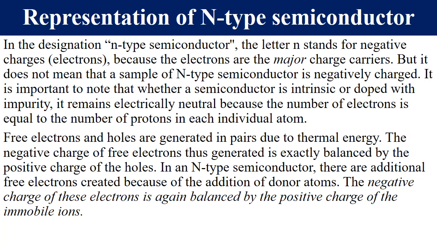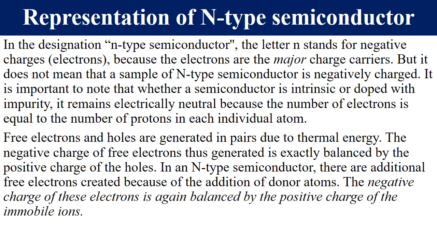It does not mean that a sample of N-type semiconductor is negatively charged. Why? Because we know that it remains electrically neutral, because the number of electrons is equal to the number of protons in each individual atom. We said free electrons and holes are generated in pairs due to thermal agitation. The negative charge of free electrons is exactly balanced by the positive charge of the holes.